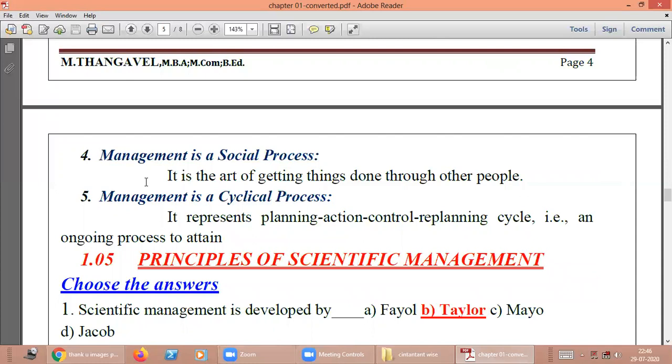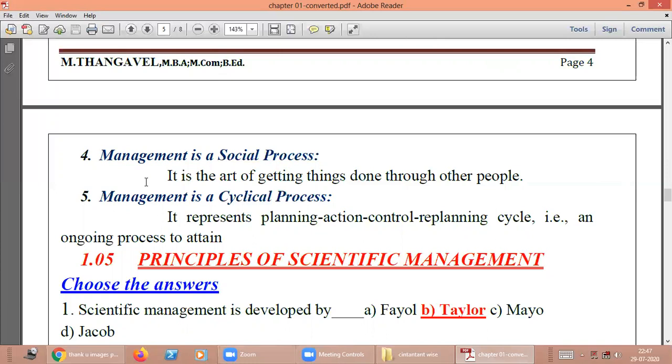It is an art of getting things done with others. All the persons have to join their hands together and put in the effort to achieve the goal. So it is a social process. Every person has to join their hands together.